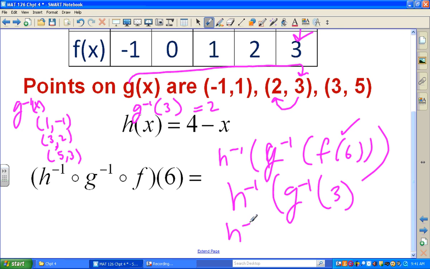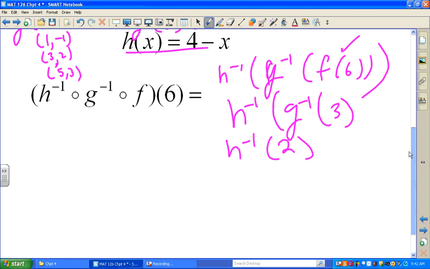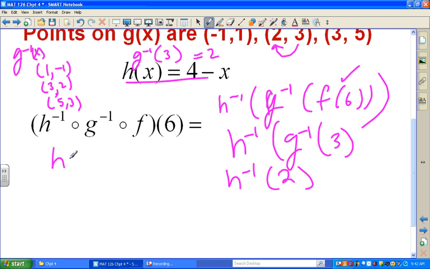Then I'd have to do the h inverse of 2. So, I don't have any list of points. But 2 would be what on h? No, it'd be the range. It'd be a y value. It'd be on the range, wouldn't it? So you plug in -2 for 8. No. Well, if I have h of x, I have 2 choices. One, if I put 2 in, I got the point 2, 2. That's odd.